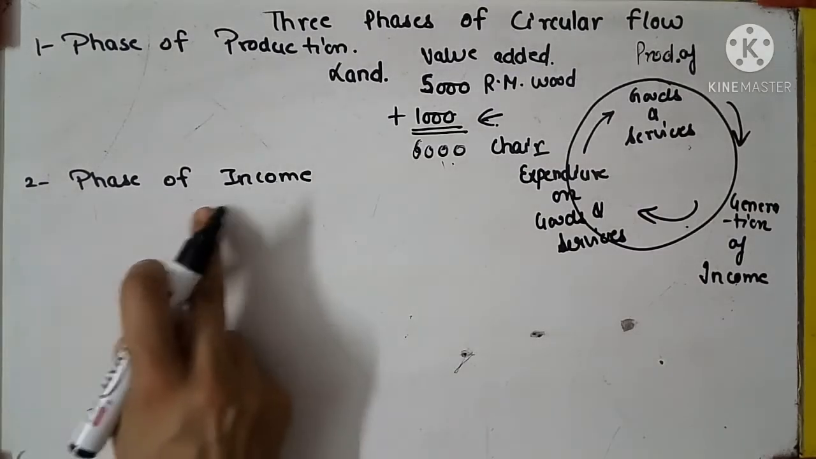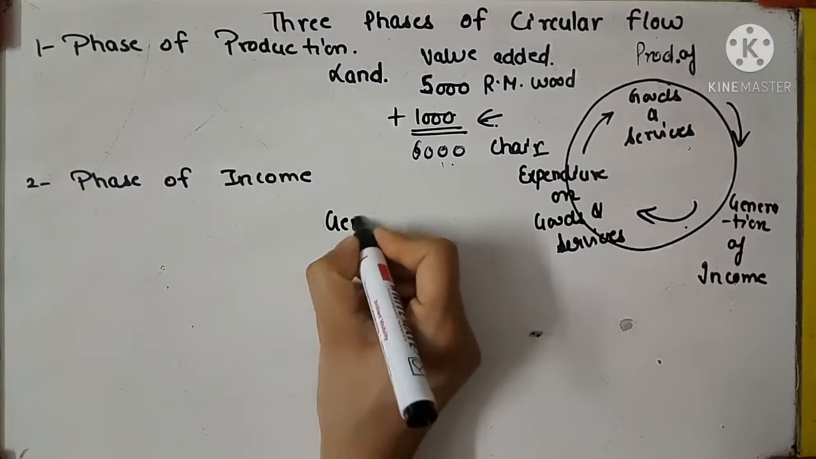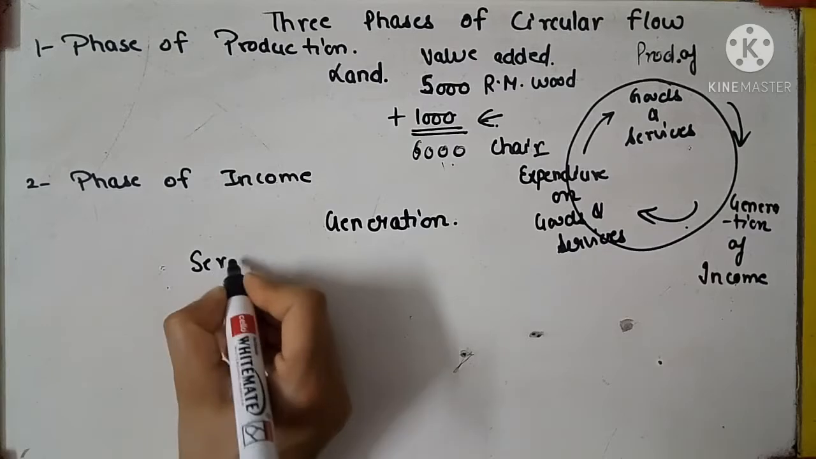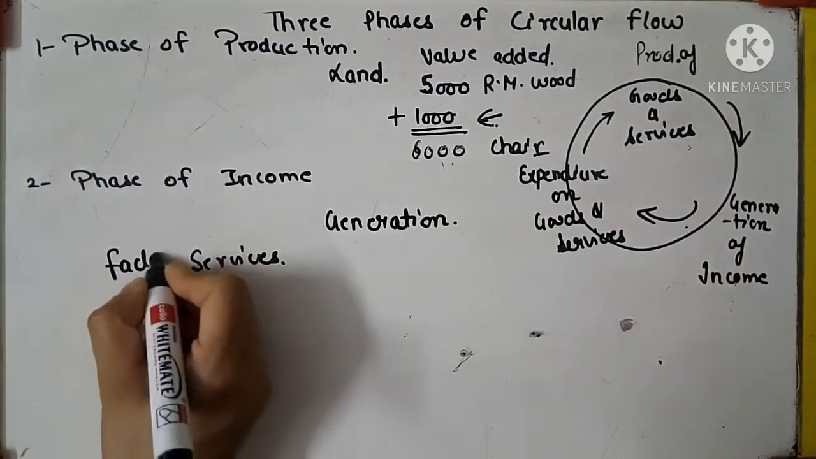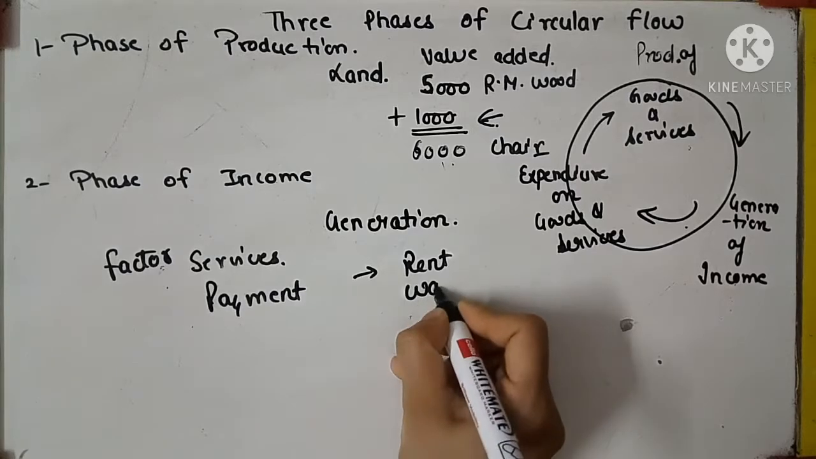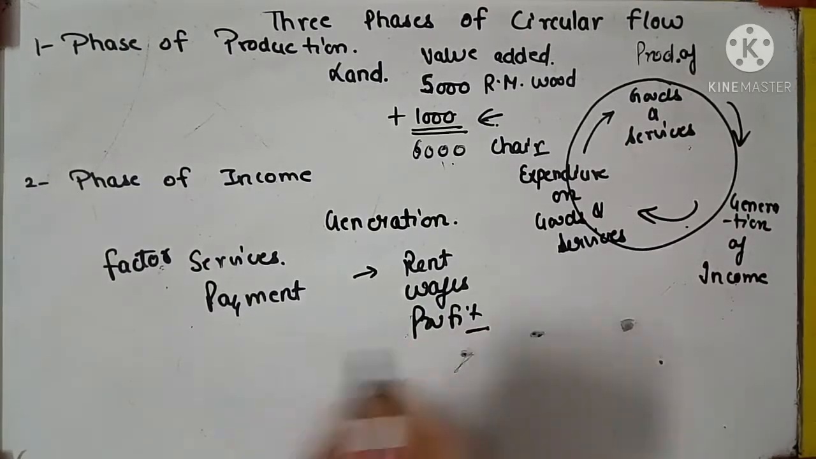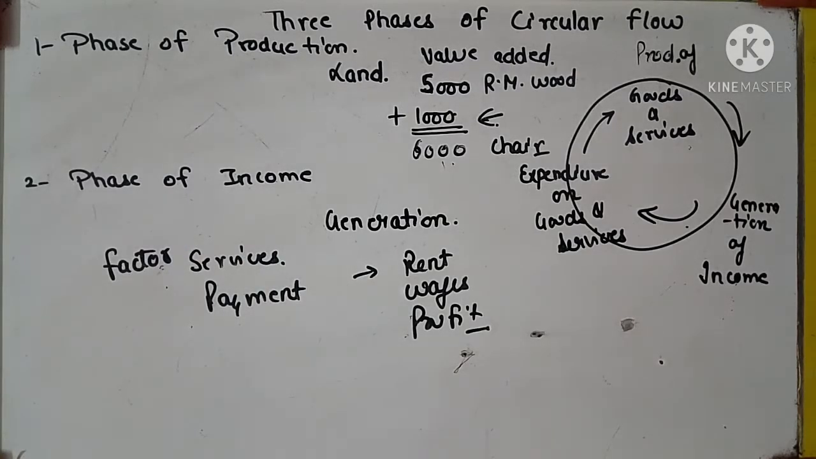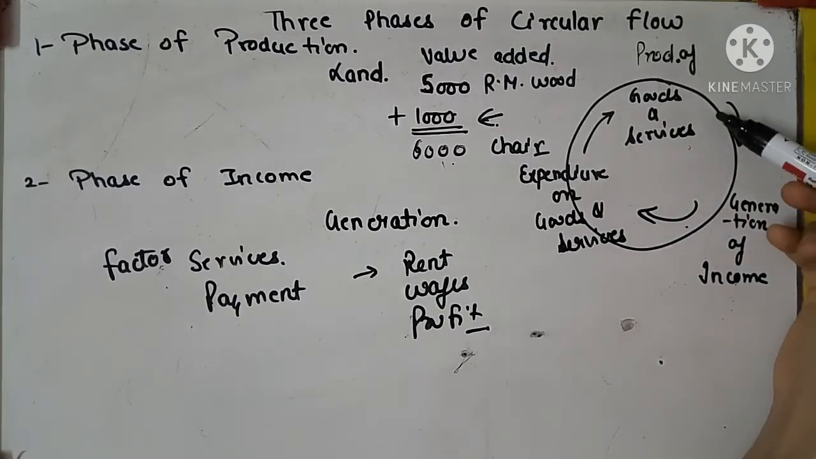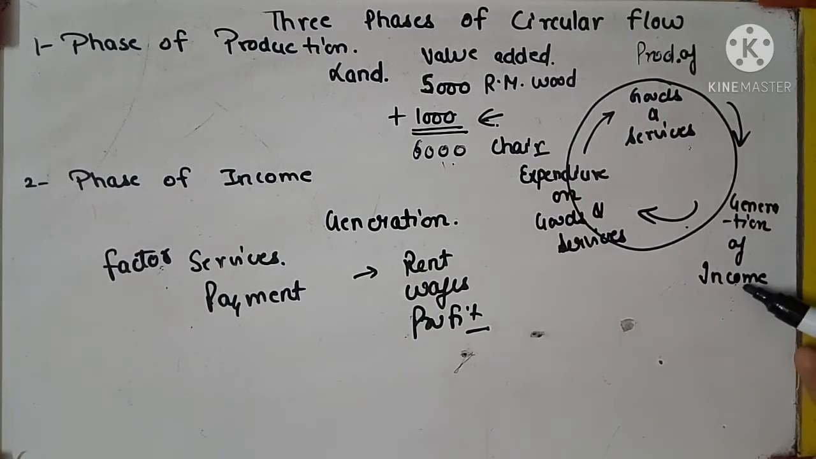Now the second phase is the phase of income, known as the generation of income. How is income generated? As I discussed, the factors of production are provided by the household sector, and in return they get factor services, or we can say factor payment, and that payment is in the form of rent, wages, and profit. This phase is the phase of income generation. Now the half circle is completed, as they produce goods and services by using the factors of production, and they provide income to the household. That is the generation of income.